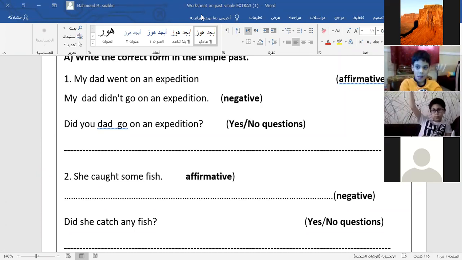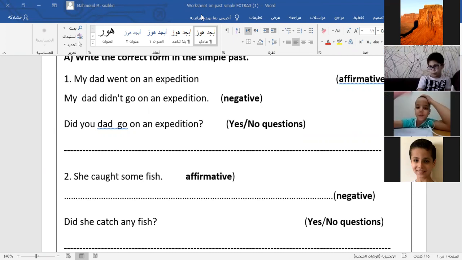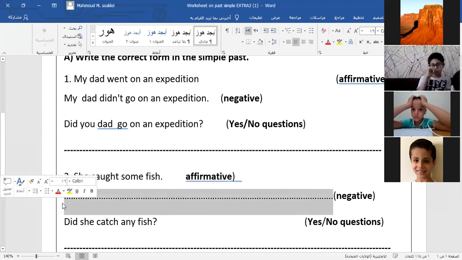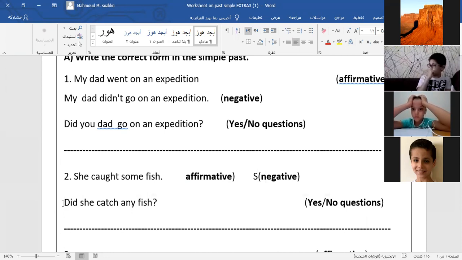Anas Abdurrahman. Now you missed what? Okay. Look, Anas. We have here, she caught some fish. We want to make it negative. In the negative, we use didn't. So we start with she. We don't start except with she.